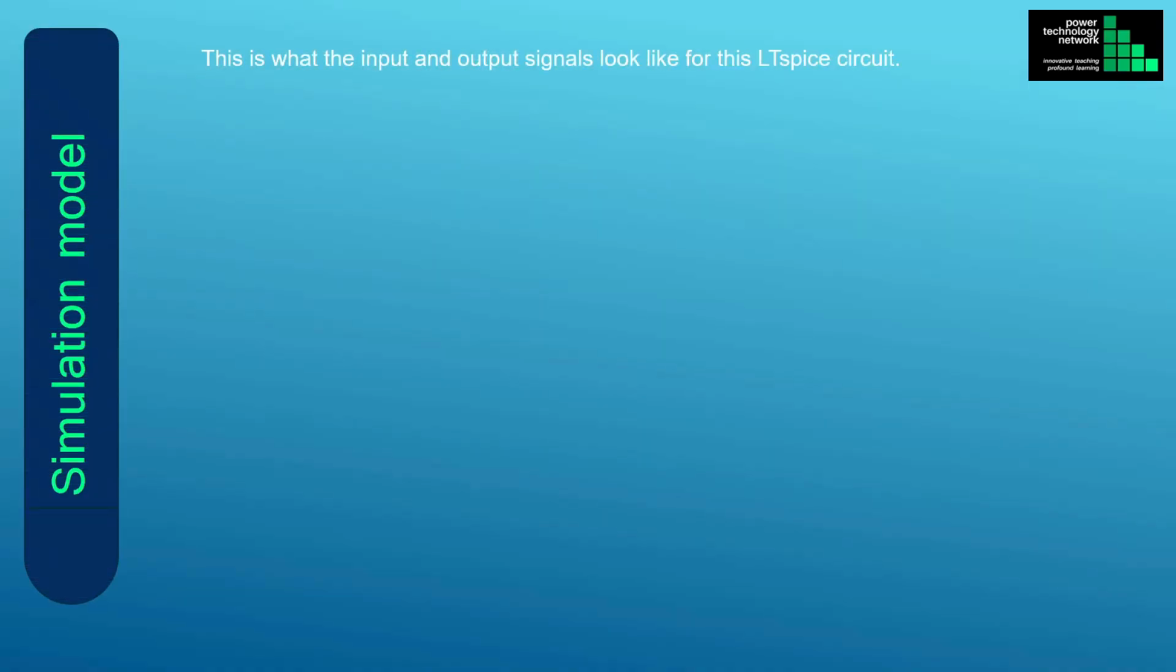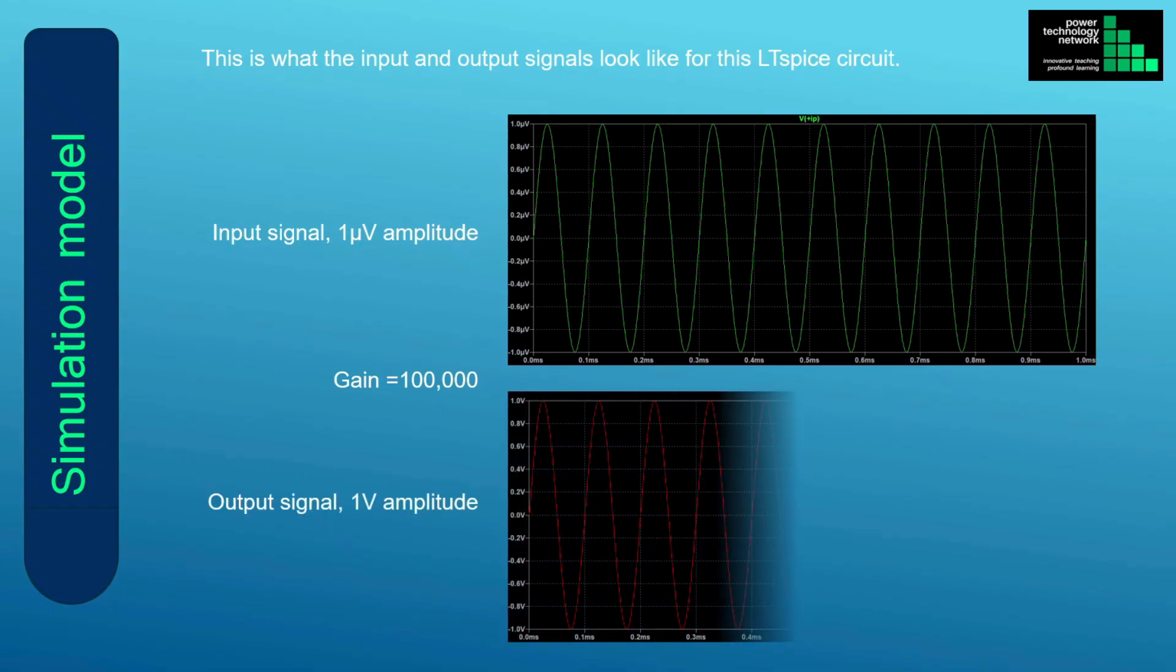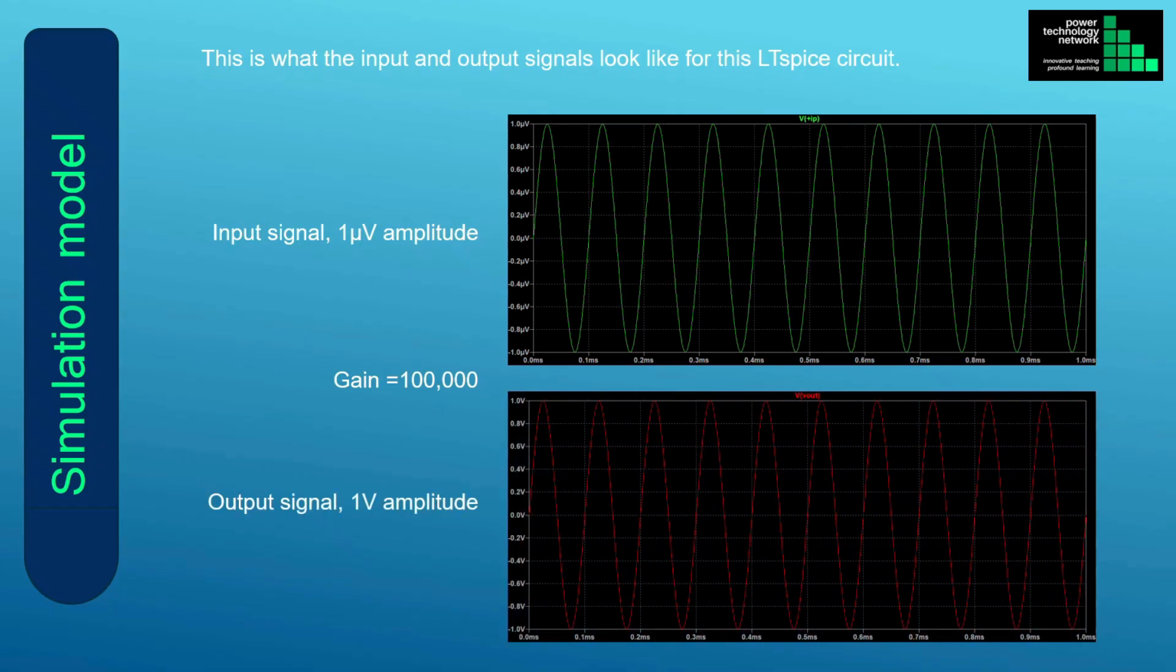In this slide we show what the input and output signals look like for the ideal op-amp in the previous slide. These signals were generated by LTspice. This is the input signal. The amplitude is 1 microvolt and the frequency is 10 kHz. The gain was set at 100,000 or 100 decibel. The output signal is 1 volt peak, which is 1 microvolt multiplied by a factor of 100,000. The input and output frequency are obviously the same.